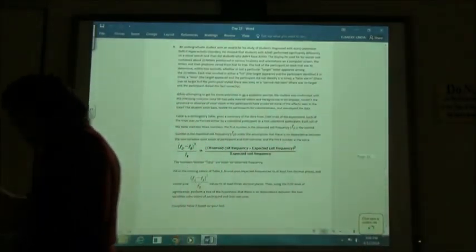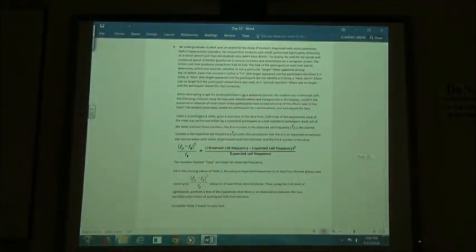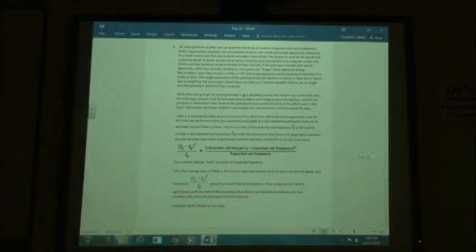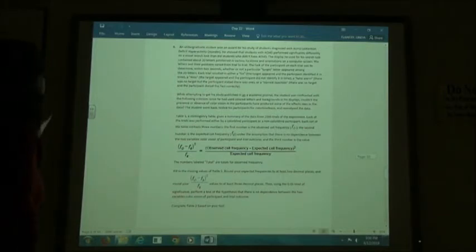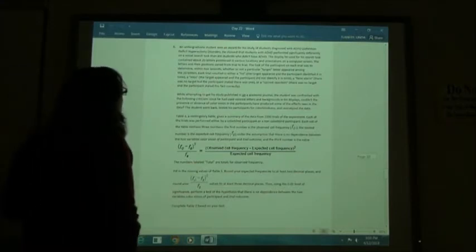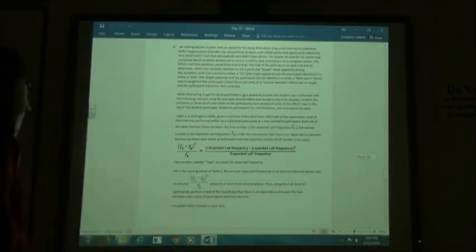Number 8. Another one of these big long ones. It says an undergraduate student who won an award for his study of students diagnosed with ADHD, attention deficit hyperactivity disorder, showed that the students with ADHD performed slightly differently on visual search tasks than did students who didn't have ADHD. The display he used for a search task contained about 20 letters positioned in various locations and orientations on a computer screen. The letters and the positions varied from trial to trial.